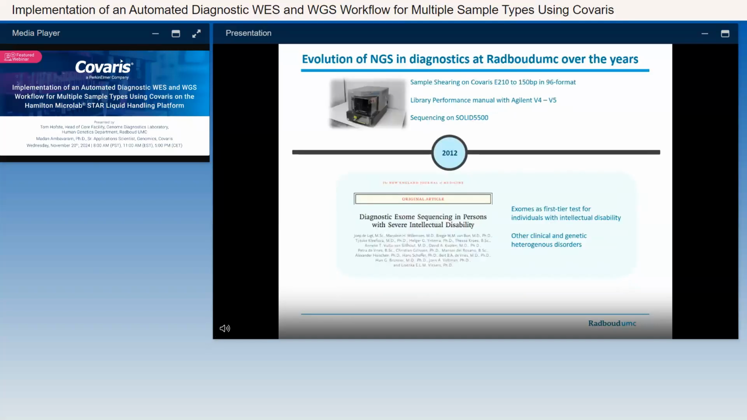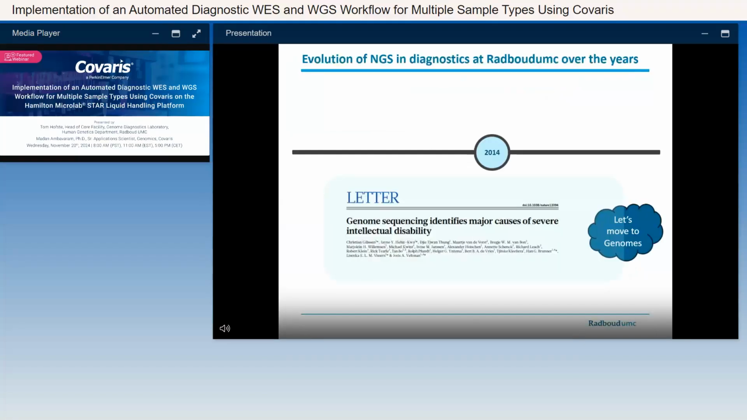In 2012, we started with exomes as first tier test for individuals with intellectual disability and some other clinical and genetic heterogeneous disorders. The sample shearing was then done on a Covaris E210, a 96 format system, because the number of samples had increased. The library preparation was done with an Agilent kit, and the sequencing still on a SOLiD system. That was our first experience with exomes.